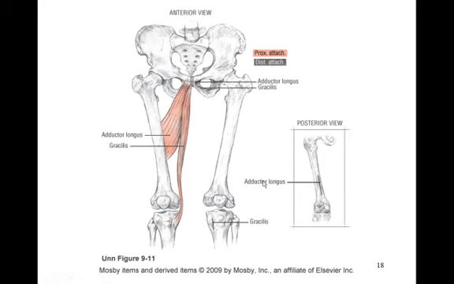Our internal rotators, remember the adductors do a lot of internal rotation, as does the tensor fascia lata. So that's a review of our muscles.